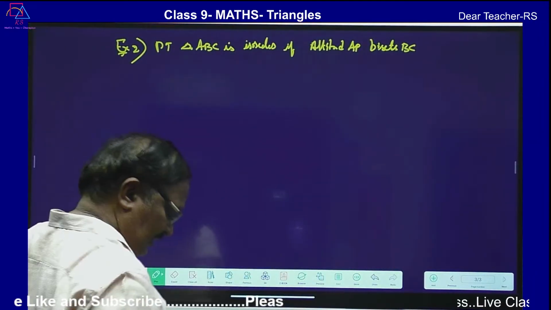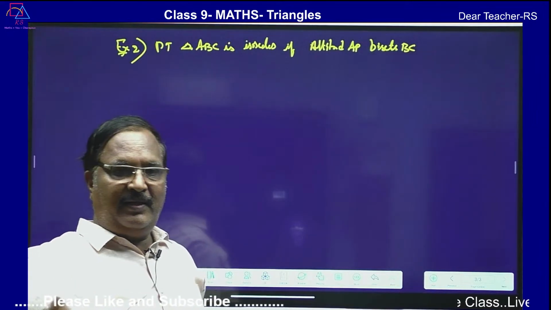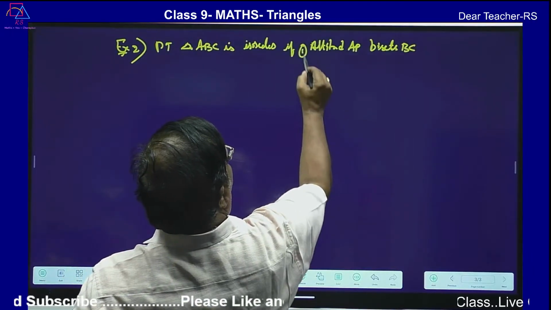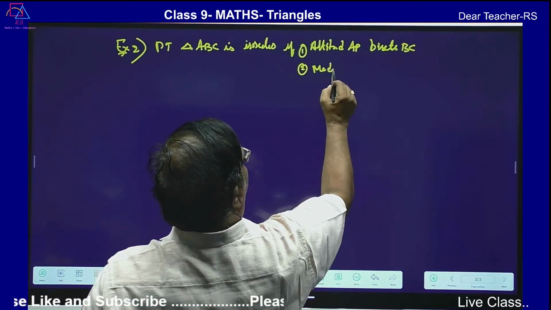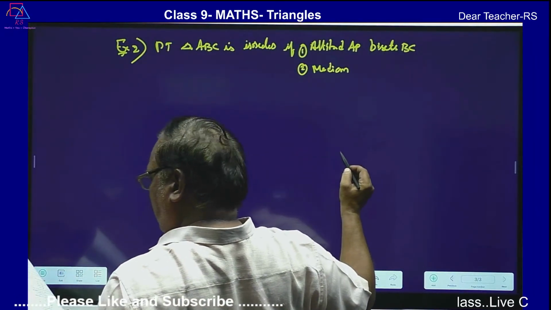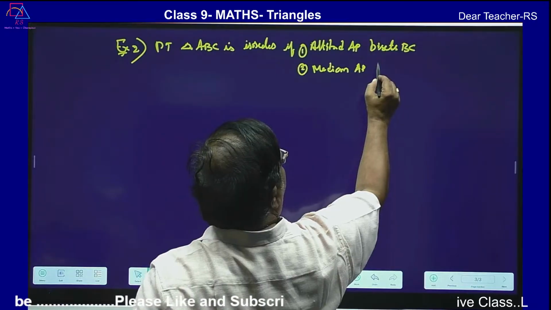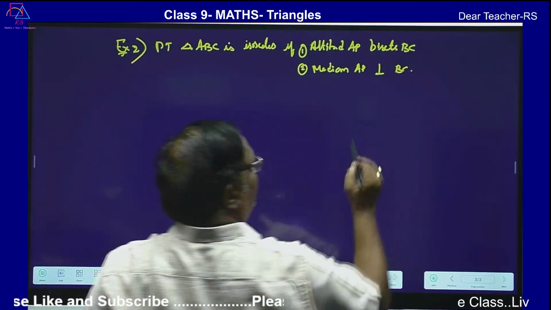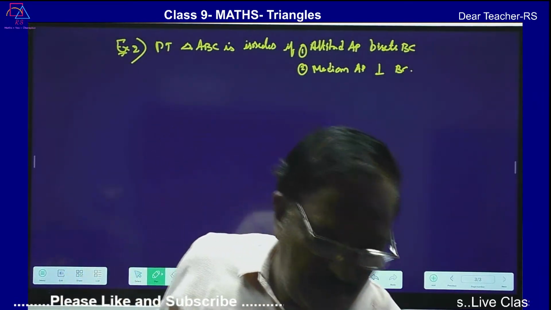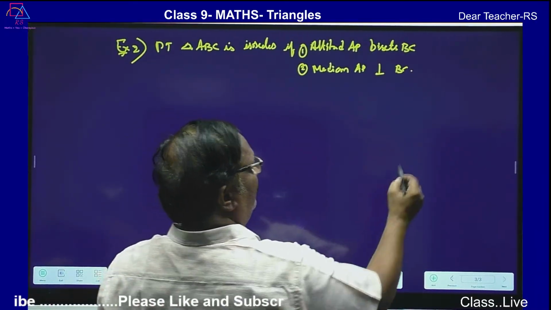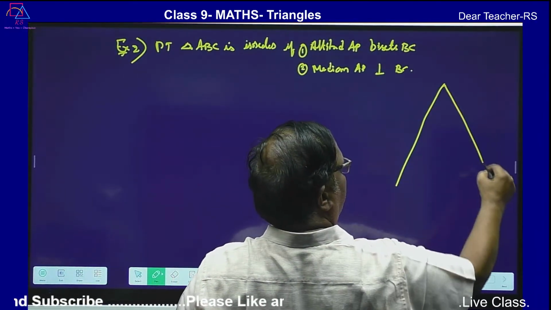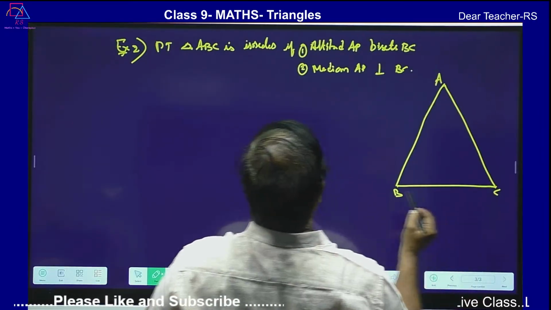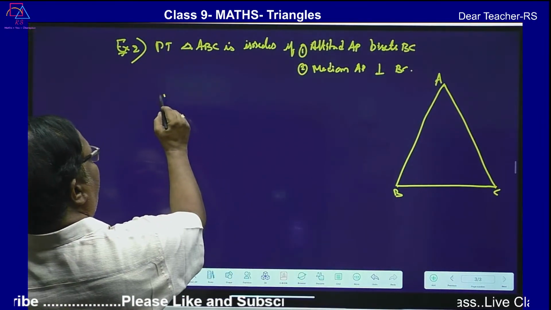It is almost a similar question. This is one. Second one, median AP is perpendicular to base BC. There are two conditions. So now let us draw the diagram. ABC. Now first condition, case 1.